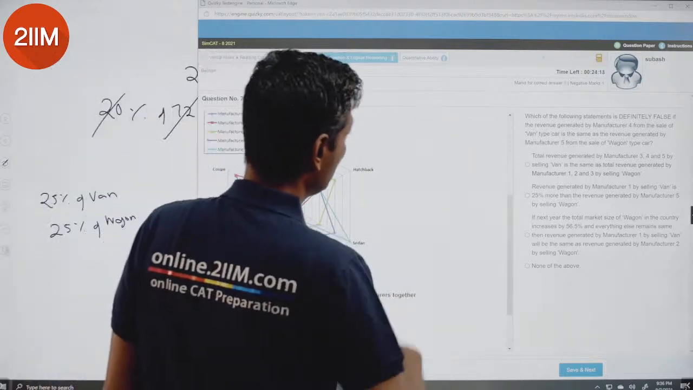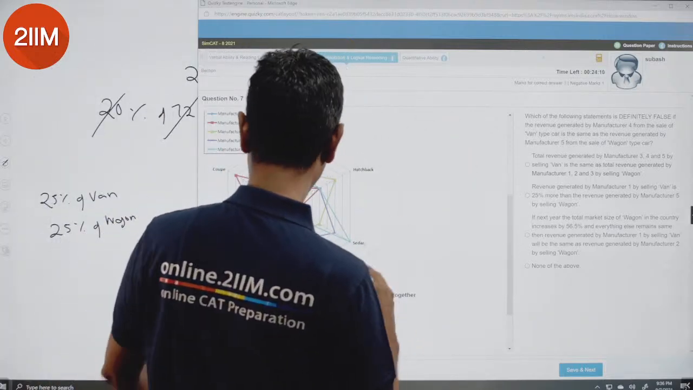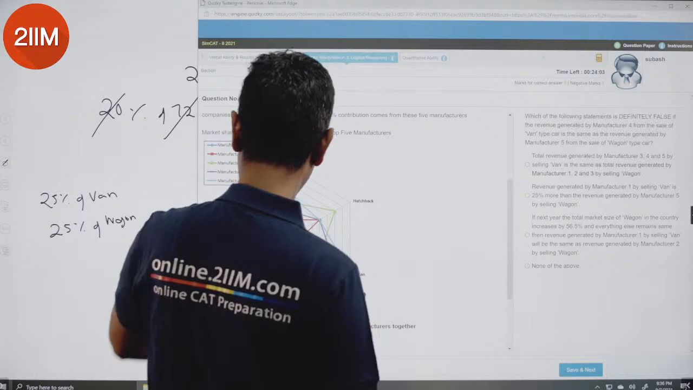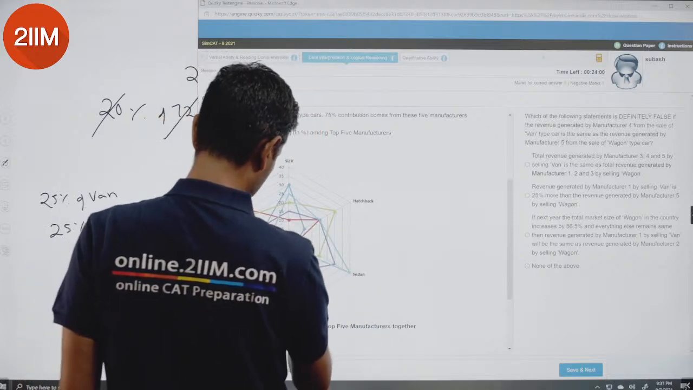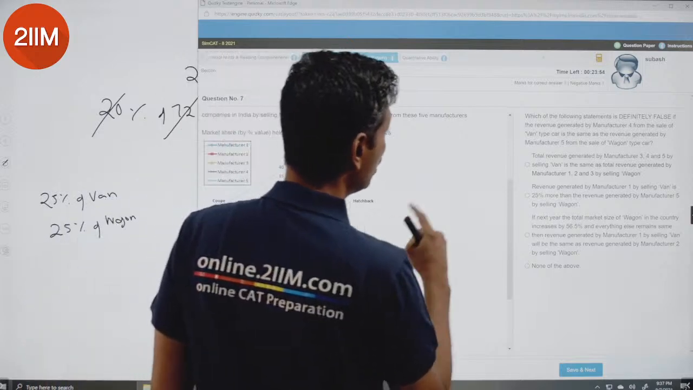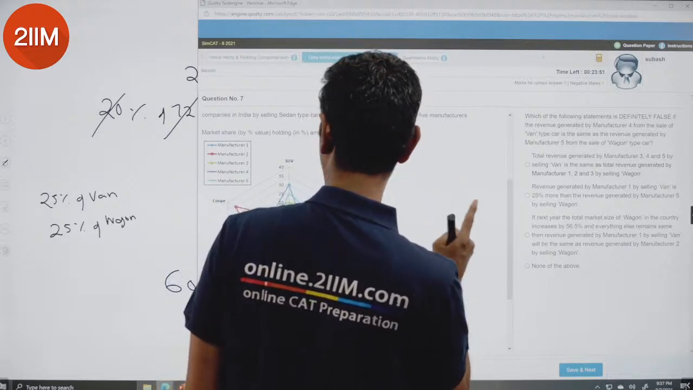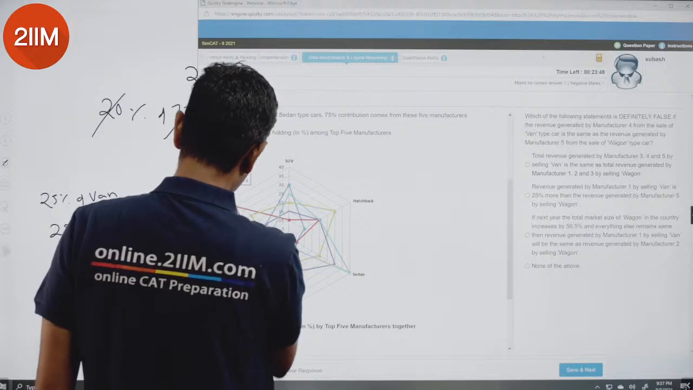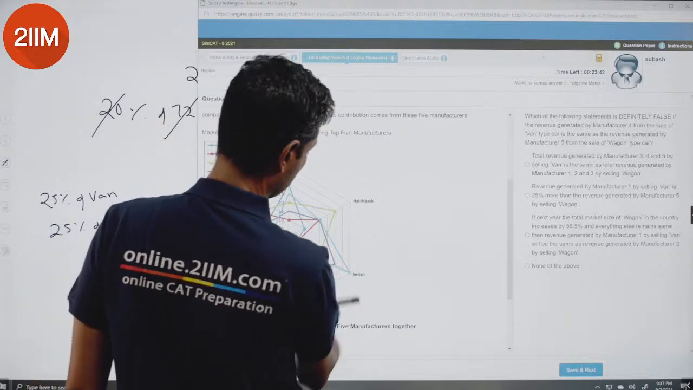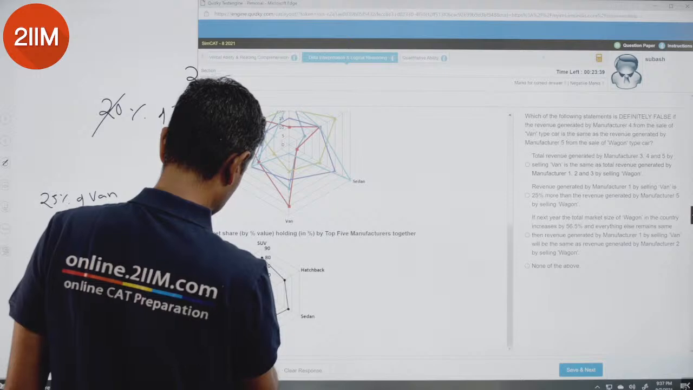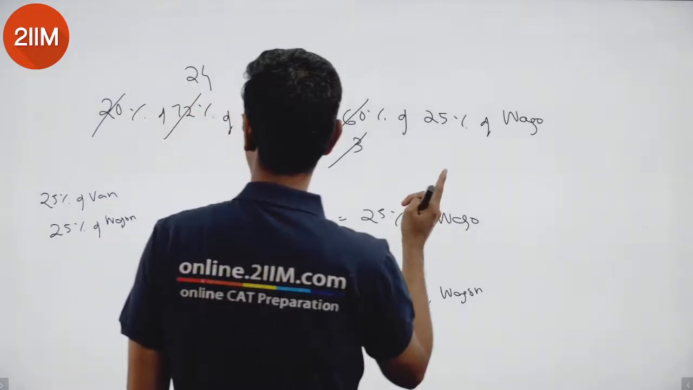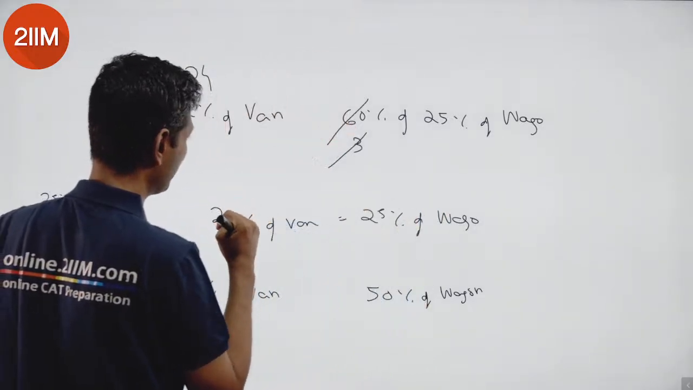Check the first statement. Revenue generated by manufacturer 4 from the sale of van type car. Van is 72% of the van market, and in van manufacturer 4 is purple. This is 5, 10, 15, 20. 20% of 72%. That is correct. Same as the revenue by manufacturer 5. 5 is blue and wagon. Blue and wagon is 40, 35, 30, 25. 25% of 40, 50, 60, 70, 80, 90 of 60%. This is correct. This is 15, that is 14.4, ratio is 24:25, all good.